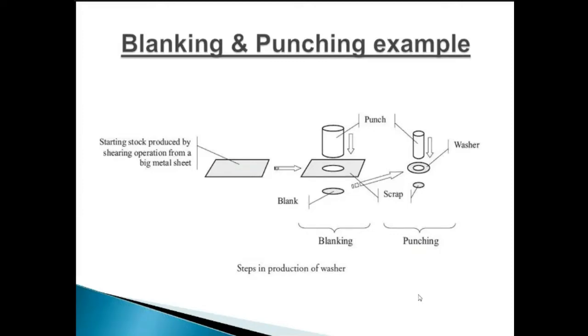After the punching, we have to see that there is one output product, which is called the blank. That process is called the blanking process. In the third figure, we are again using a punch, but here we are doing operations on the sheet metal and we get washers, and the output product is nothing but the scrap. So this is the general difference between blanking and punching.